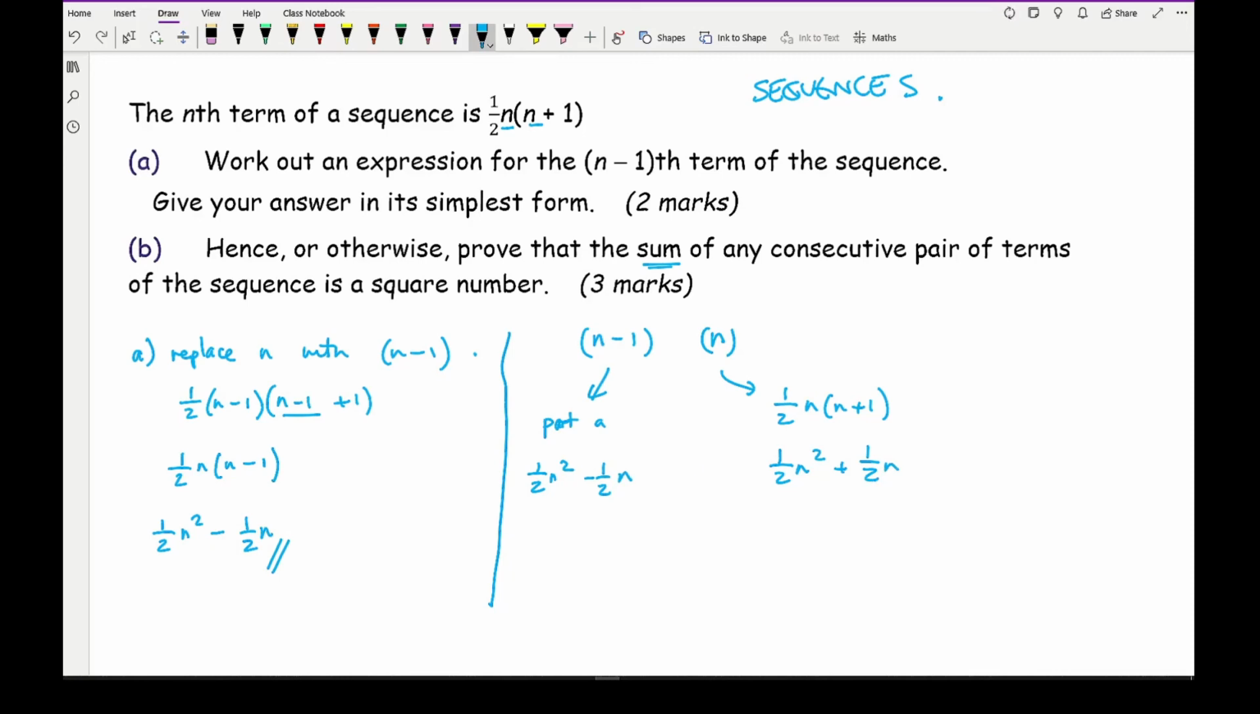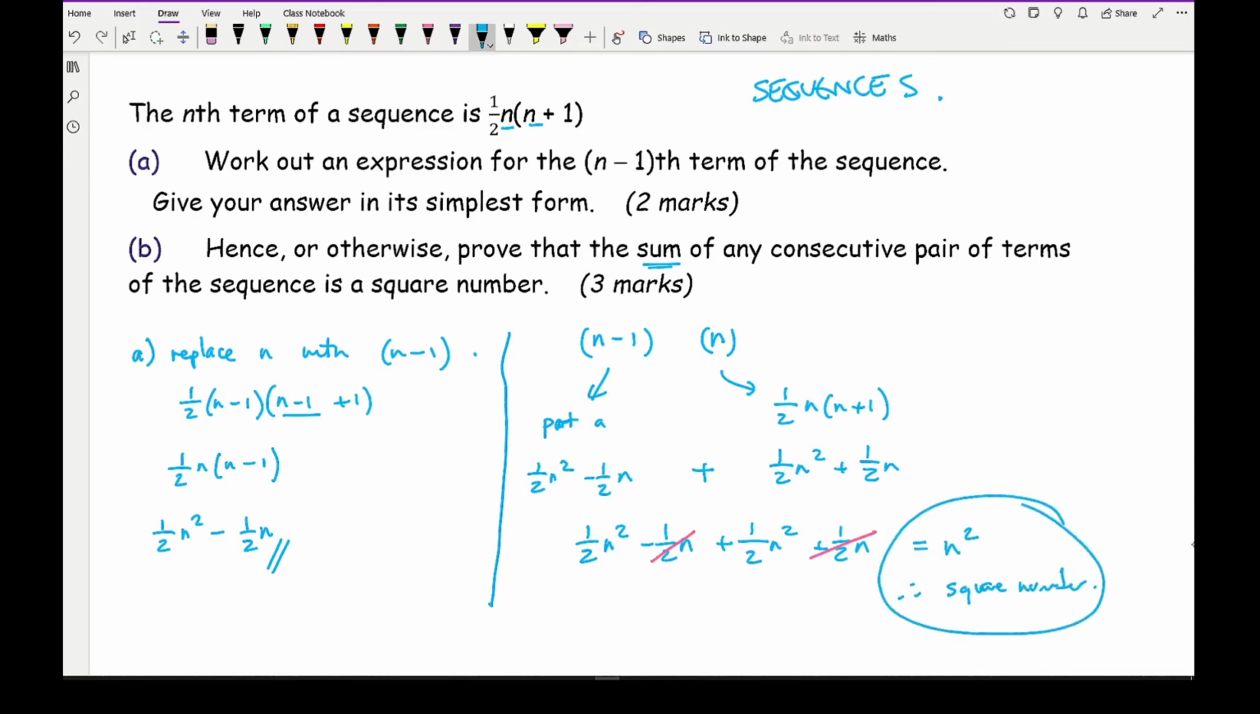And so all I need to do is add these two lines together. So what I've got is a half n squared minus a half n plus a half n squared plus a half n. Now one thing I should notice is that when adding those two, these two things are the same, they cancel each other out. So what I'm left with is just a half n squared plus a half n squared, which equals n squared. So therefore it's always going to be a square number for all values of n, because you can end up squaring it, and there is my final proof.